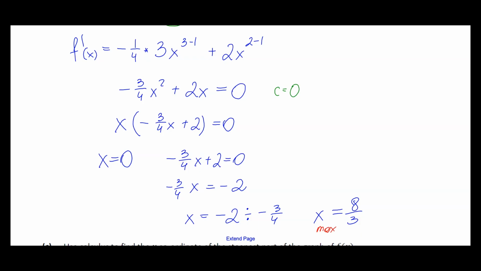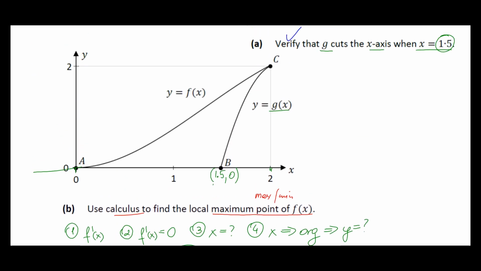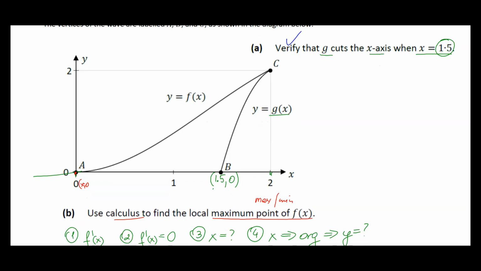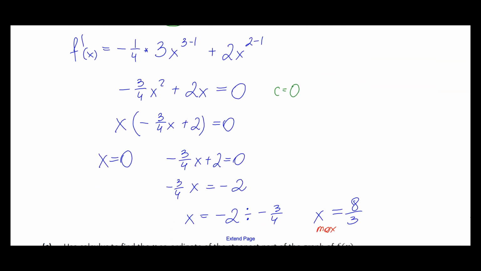How do we know that? It's because when we are looking at the graph, we can see that that is when x is 0, isn't it? So that's not the place we are looking for. That is the place we are looking for. So our value of x we are looking for, that's 8 over 3.